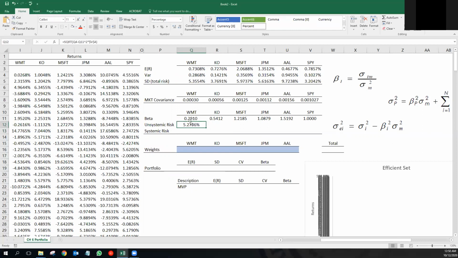Now, before I drag the formula, let's do a quick calculation for the systemic risk. We said earlier that standard deviation represents total risk, which is this plus this. Unsystemic plus systemic equals total risk. So if you want the systemic risk, all we do is we take the total risk minus the unsystemic portion, and that gives us the systemic risk. So what we do now here is we can drag it and it gives us all the numbers that we need.